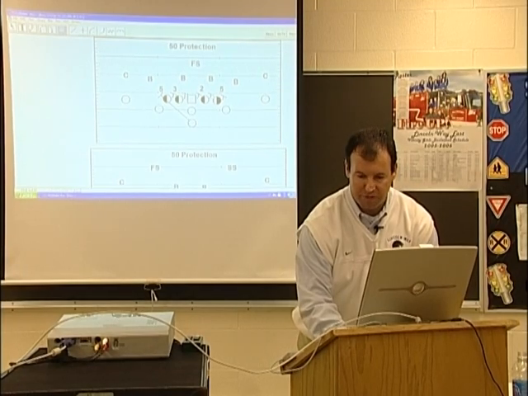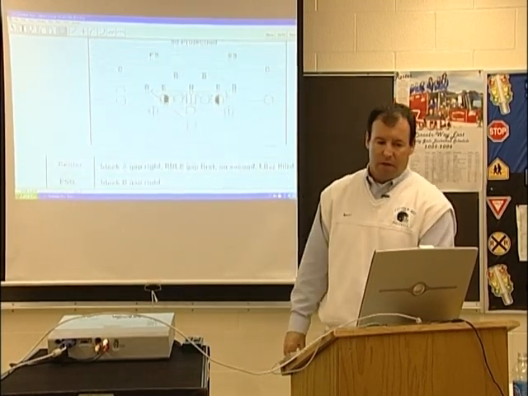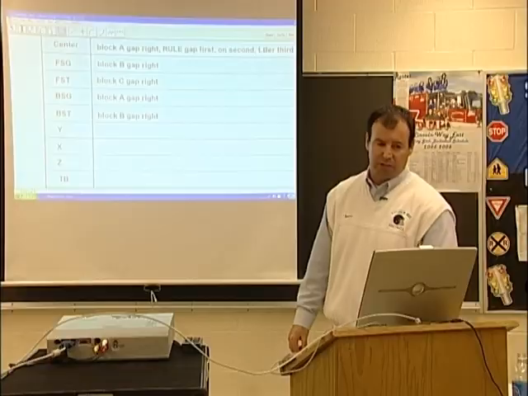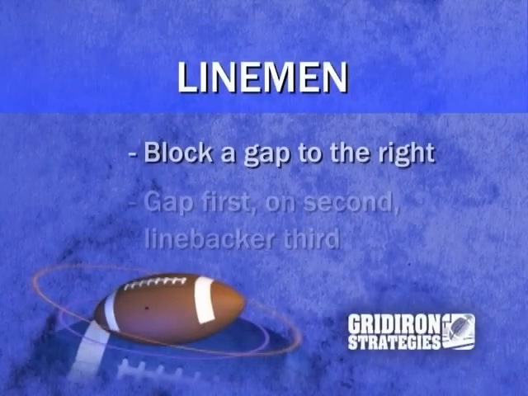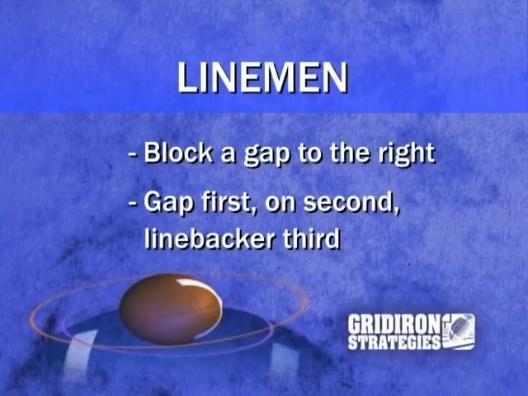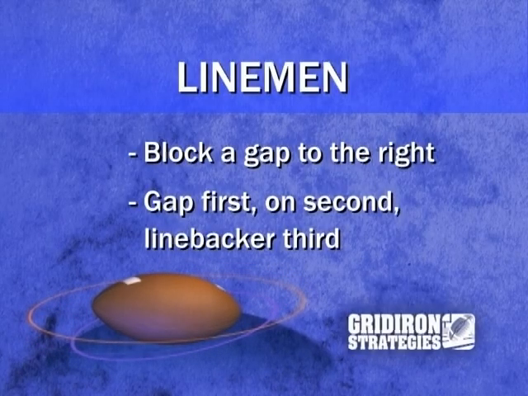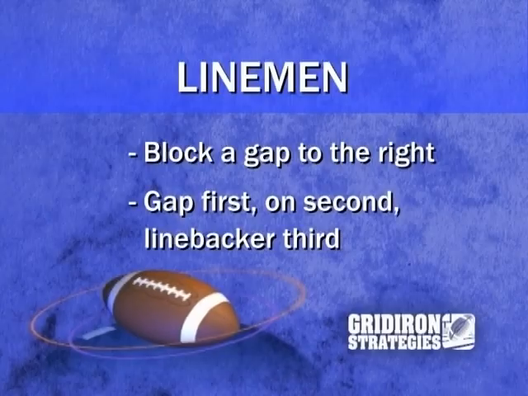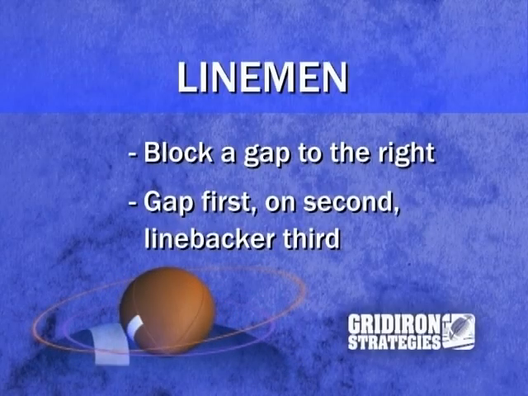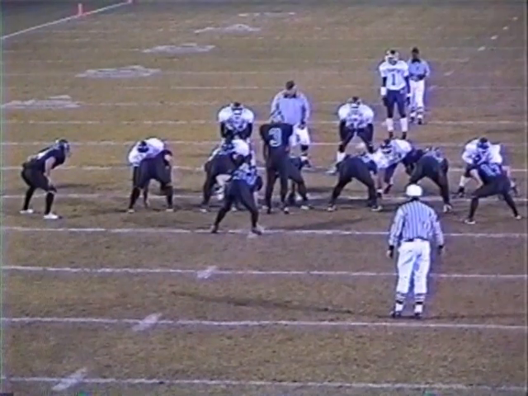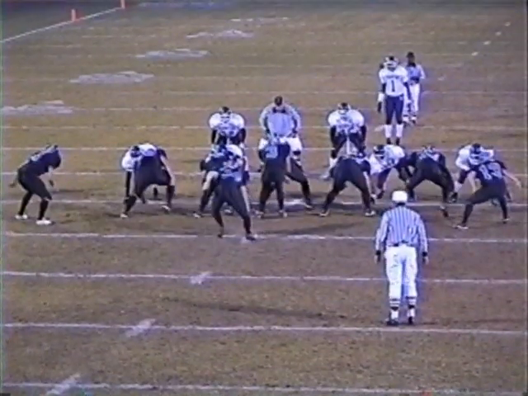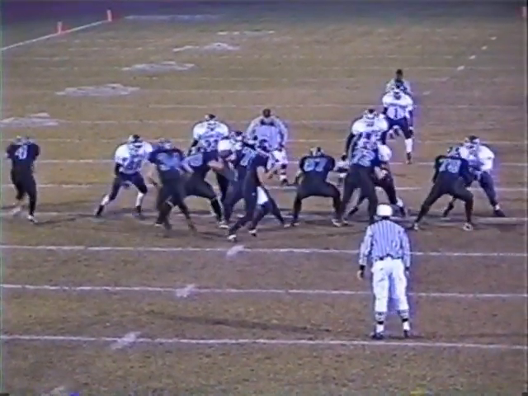This is what we call our 50 protection, which is our short passing protection. Our rules for our center, guard, and tackle are to block A gap to the right. The rule is gap first, on second, linebacker third. And again, we want them to be aggressive and step at a 45-degree step, bring another 45-degree step up, and try to work it on the other side of the line of scrimmage.